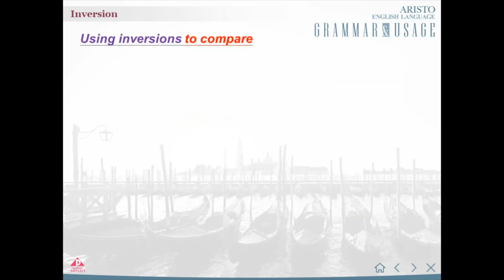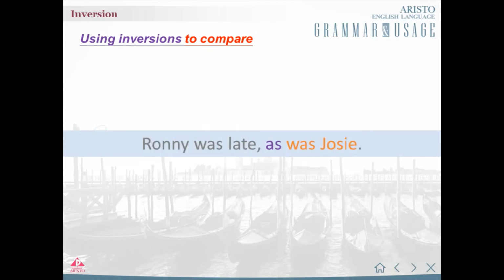Inversion is also used with the word as to compare things or people. Let's take a look at this example sentence. It means that, like Ronnie, Josie was also late.